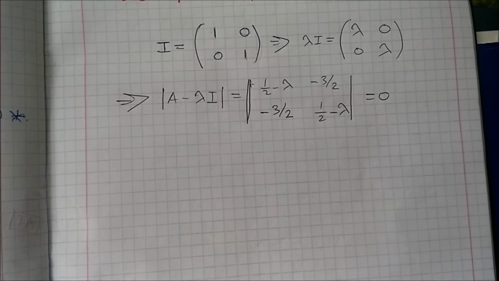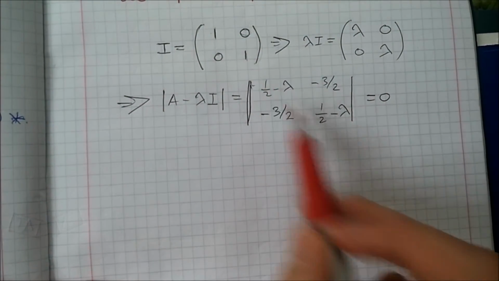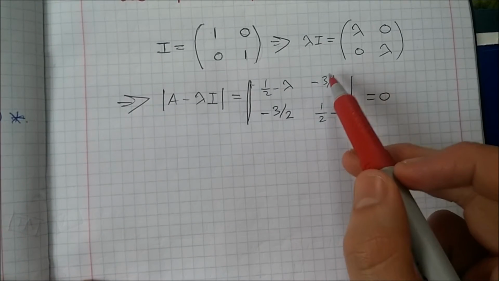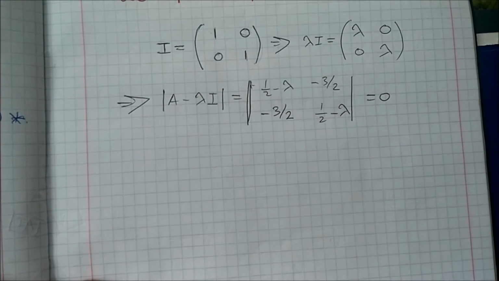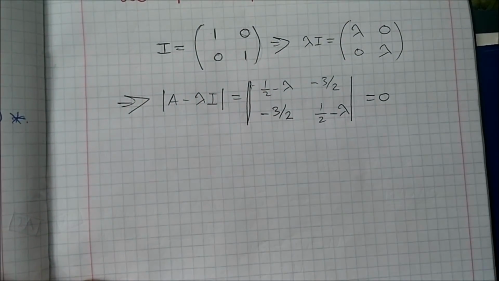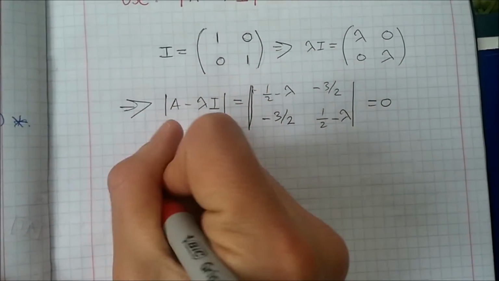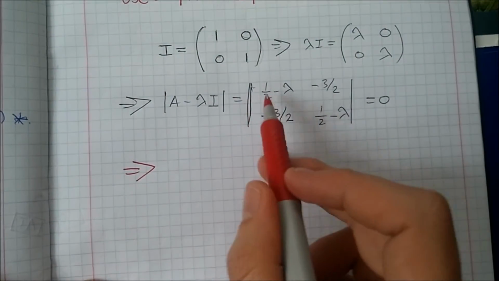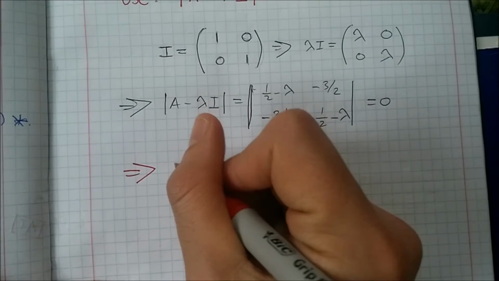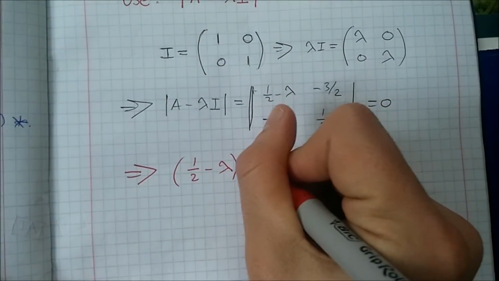Okay, so to calculate the determinant, the way it works is that we multiply the diagonals across and subtract it against the diagonal on the other side. If it was an n by n matrix, we would have a series of diagonals. Thankfully, under 2 by 2, we just multiply these two, subtract these two. So what do we have? Half minus lambda times half minus lambda, we can just write it as half minus lambda squared.